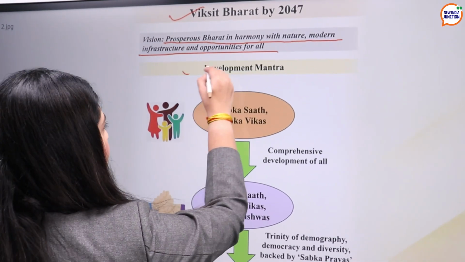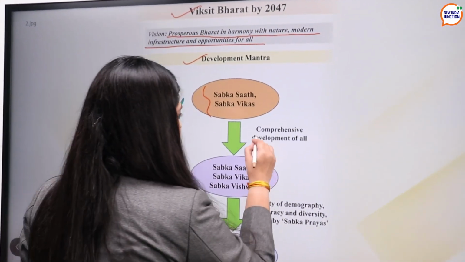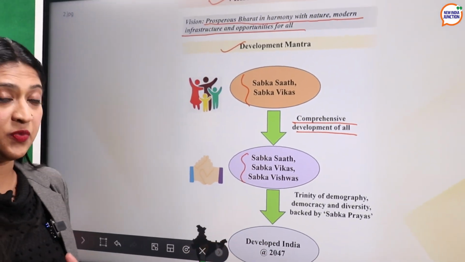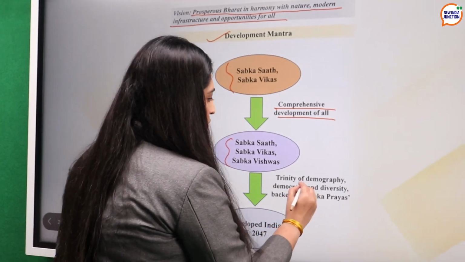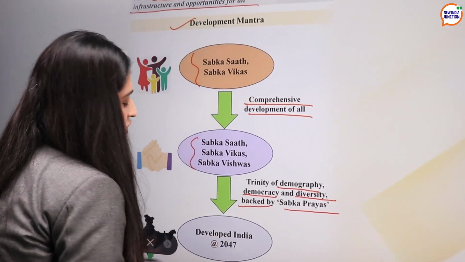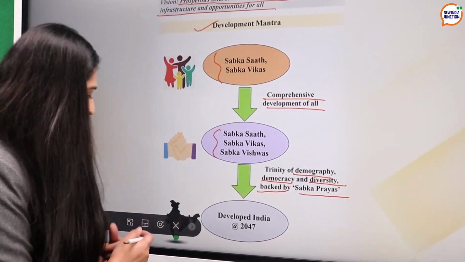Now, let's look at the development mantra. First is Sabka Saath Sabka Vikas, which means comprehensive development of all, which leads us to Sabka Vishwas. Trinity of demography, democracy and diversity, backed by Sabka Prayas, which ultimately leads to developed India by 2047.